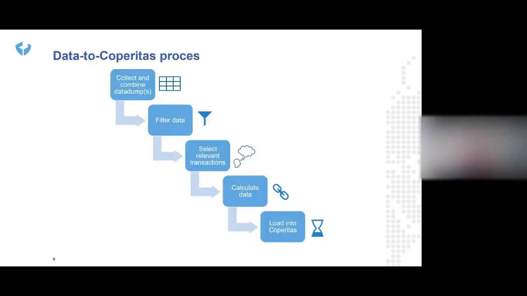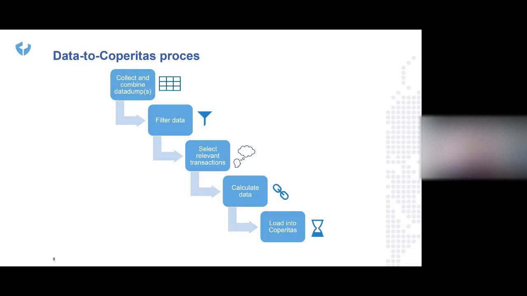On this sheet, we see all the steps of a process, a sort of standard process, you can say, which starts with data and ends with the correct data loaded into Coperitas. So what happens here is the robot starts with collecting the data, the basic data sources. It can be Excel, it can be CSV, but it can also be an ERP system like SAP. And after the data dump is prepared, the robot can filter the data, for example, by entity or by reporting unit. After the filter has been applied, the relevant data or the relevant transactions can be selected.